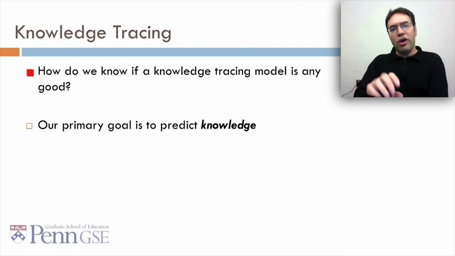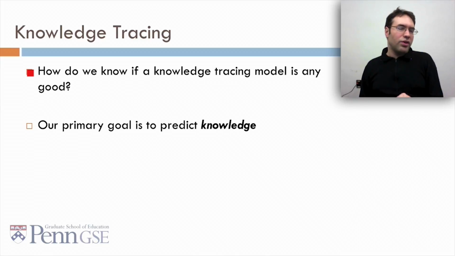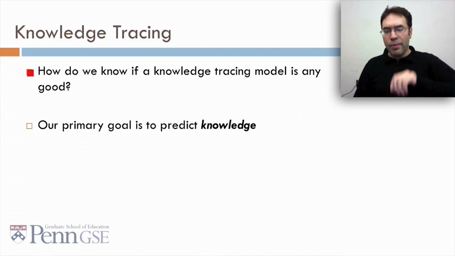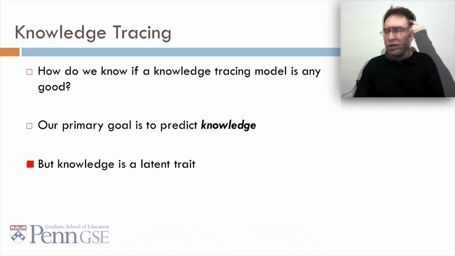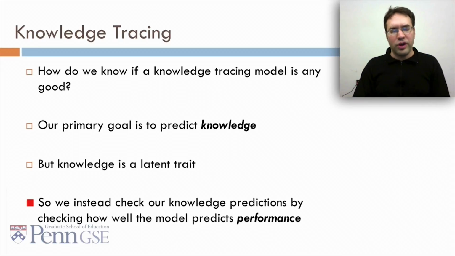So how do we know if a knowledge tracing model is any good beyond whether it is degenerate or not? Well, our primary goal is to predict knowledge. But knowledge is a latent trait, as we've talked about. So instead, we check our knowledge predictions by checking how well the model predicts performance.